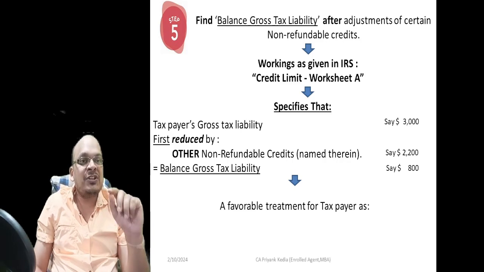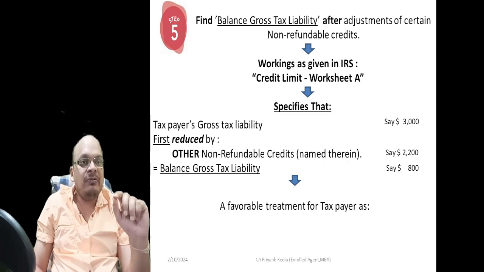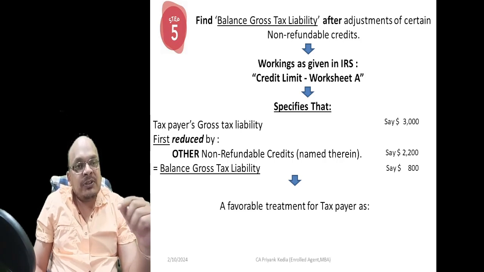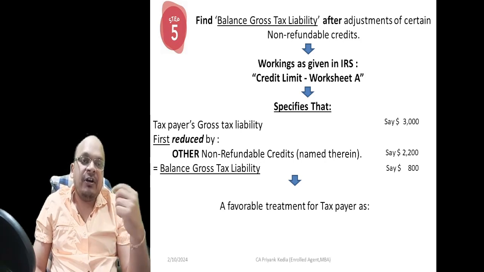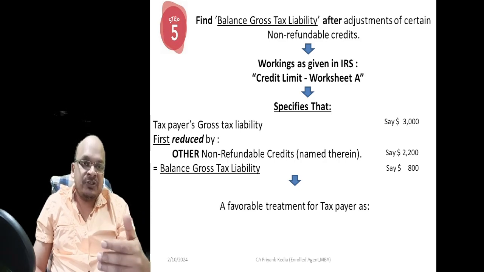That means the taxpayer can maximum utilize $800. The balance $1,200 of child tax credit will remain as unused. Therefore, the chances of the taxpayer to claim a refund increases. I hope I was able to explain things in a simple way.